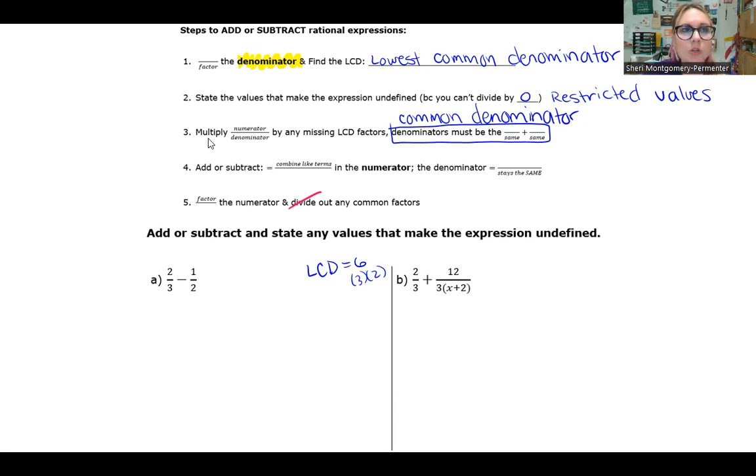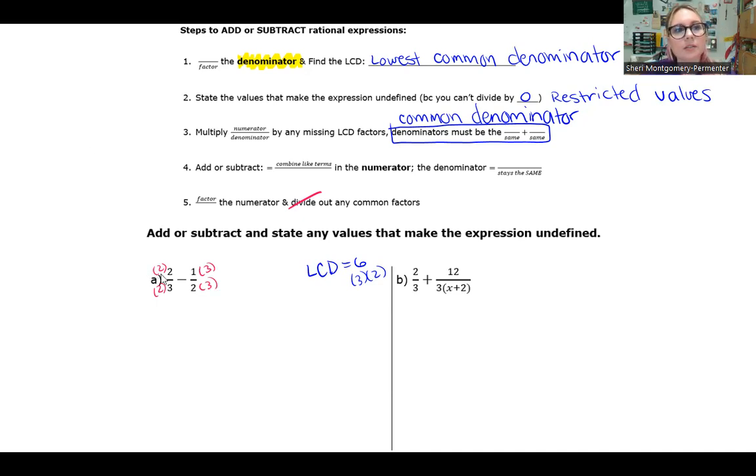The next step, we're going to multiply the numerator and denominator by any missing factors. You've already learned how to add or subtract something like this. So we know that if this is the LCD, 3 times 2, for my first fraction, I'm missing a 2. So I'd have to multiply by 2 over 2. My second fraction, I'm missing a 3. So I'd have to multiply by 3 over 3. And now I can do that.